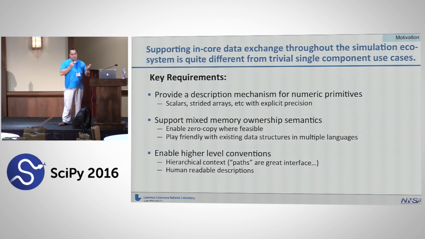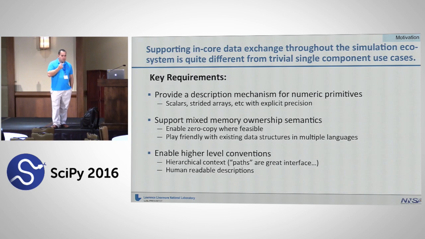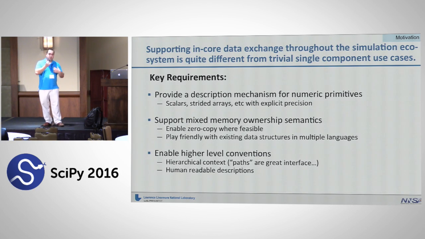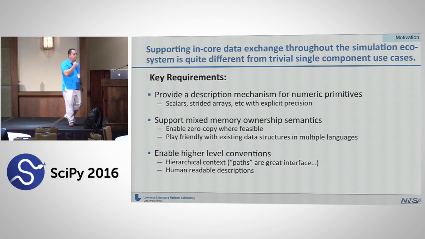And the first one is to give us a way to describe things that we care about. Fundamentally, we care about numeric arrays. So that's what we're trying to describe. And we need a way to support mixed memory ownership semantics. What I mean by that is I may have some data that I don't know or can't control, but I need to be able to pass it to someone else. And I'd like to be able to annotate some of that data, maybe with some of my own. That's what we mean by mixed memory semantics.